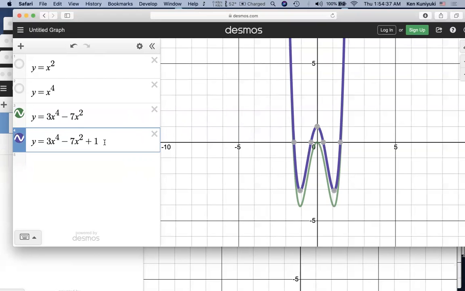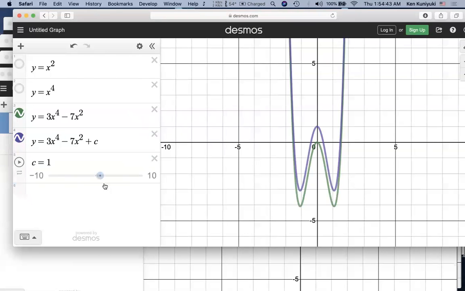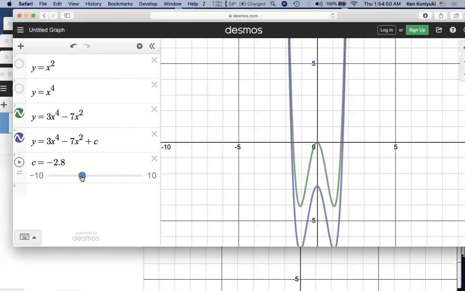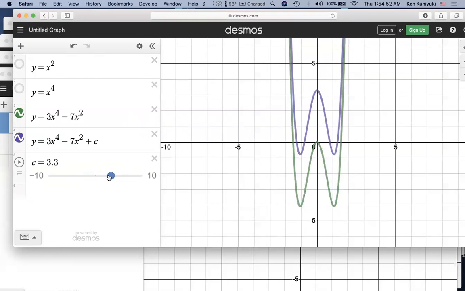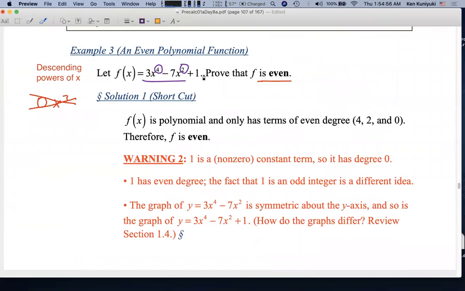In fact, I could subtract or add any real number. I could add any real number c, put in this slider, and the graph will stay symmetric about the y-axis. We're just sliding this graph along the y-axis. So you can add any constant to this over here, and you'll still have an even function.